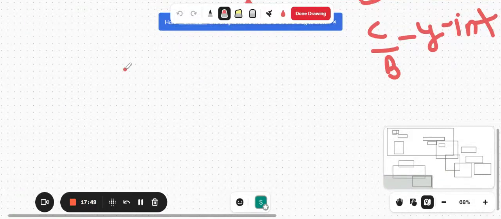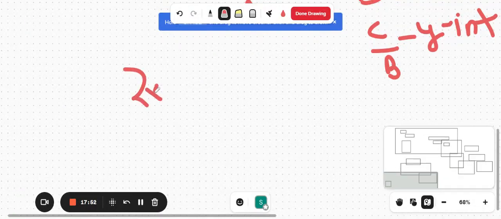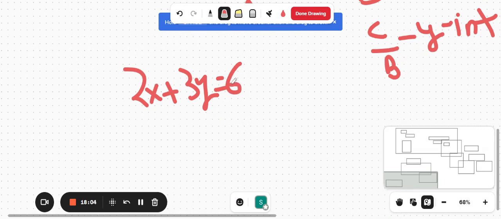So let's say I do 2x plus 3y equals 6. So now you'll notice how this is in standard form right now, and it doesn't look like y is equal to mx plus b at all. Now, if you did want to turn this into a y is equal to mx plus b form, you can do it by subtracting the 2x to the other side, then dividing everything by 3, but that would, again, take way too long.